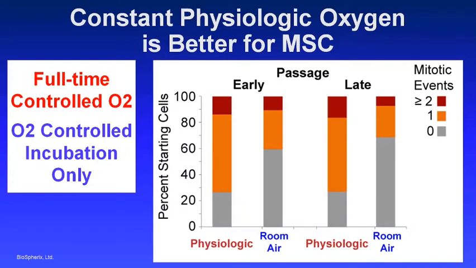And what we found was that if cells are exposed to room air for medium changes and for cell passaging, we can see that cells are far more likely to never divide again. This is true in both early passages and in late passages for human bone marrow MSC. So really, full-time controlled oxygen is much, much better for these cells.